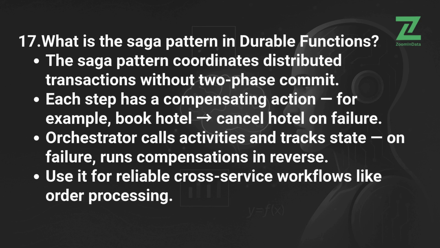What is the saga pattern in durable functions? The saga pattern coordinates distributed transactions without two-phase commit. Each step has a compensating action. For example, book hotel, with cancel hotel on failure. The orchestrator calls activities and tracks state. On failure, it runs compensations in reverse. Use it for reliable cross-service workflows like order processing.